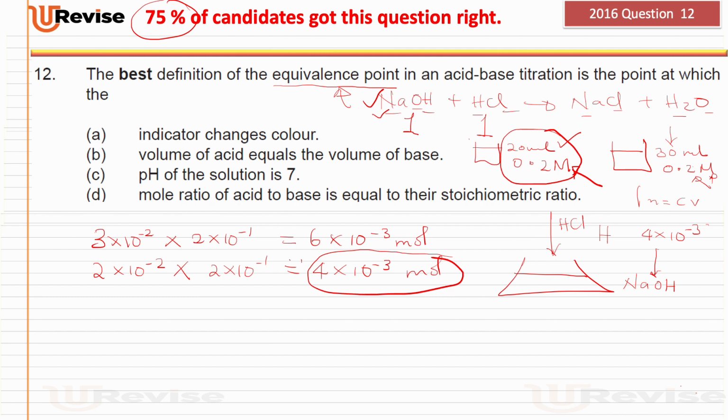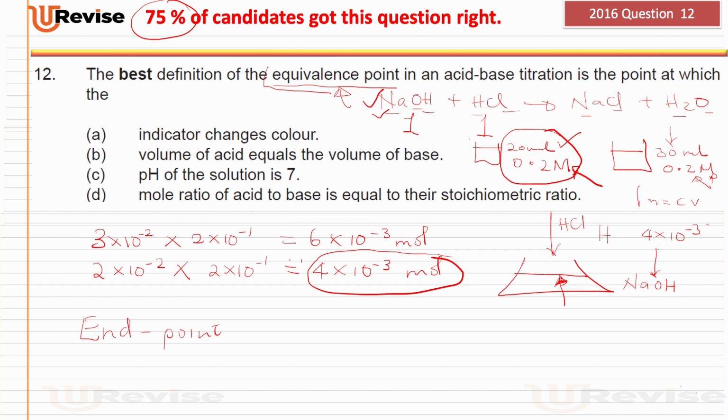There's another term as well which you need to know. It's called the end point. Let's say in here I've got an appropriate indicator, not a universal indicator. For titration, please guys, I apologize for using the term universal indicator. For titration reactions, we do not use universal indicator.